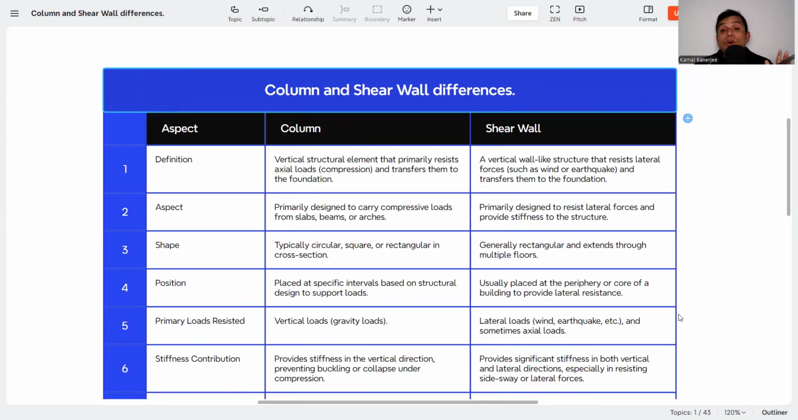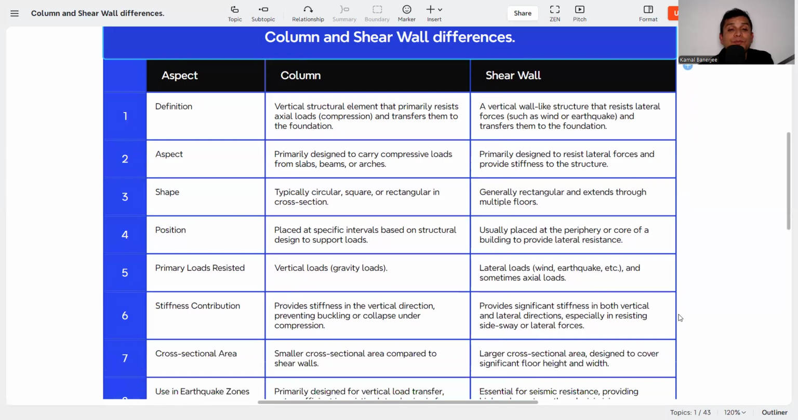On the other hand, what is the shear wall? It is also a vertical wall-like structure that resists lateral forces such as wind and earthquake. So this is also a vertical member, but the difference is that whatever lateral forces come due to wind or earthquake, the shear wall resists those lateral forces and transfers them to the foundation. So the column takes the axial loads of compression, and the shear wall takes care of lateral loads or lateral forces like wind and seismic. So these are the main definitions.